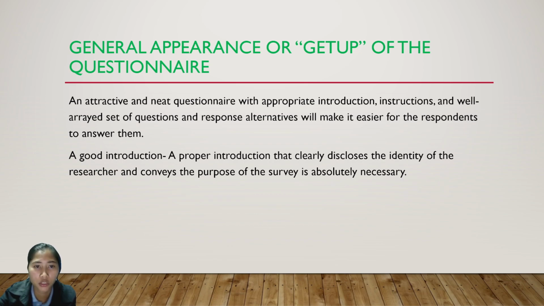A good introduction, a proper introduction that clearly discloses the identity of the researcher and conveys the purpose of the survey, is absolutely necessary. It is also essential to establish some rapport with the respondents and motivate them to respond to the questions in the questionnaire wholeheartedly.